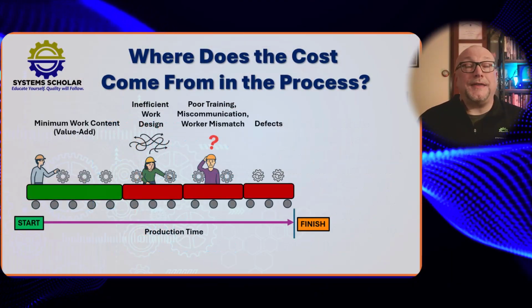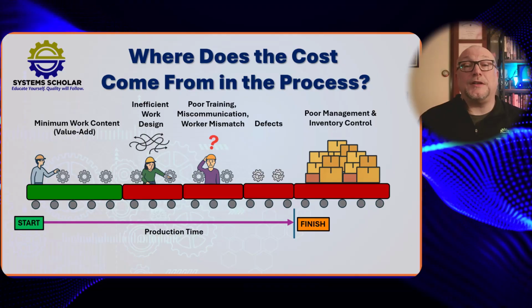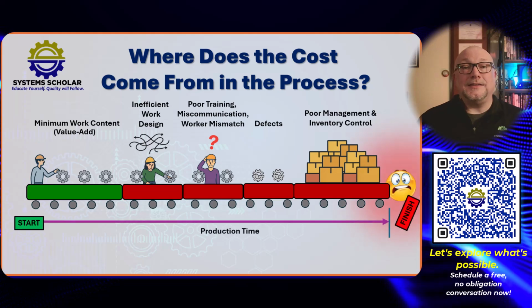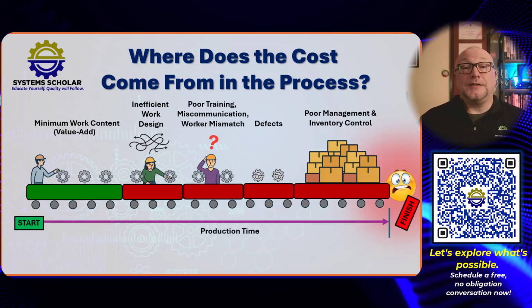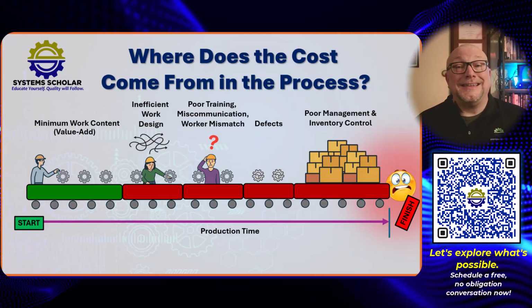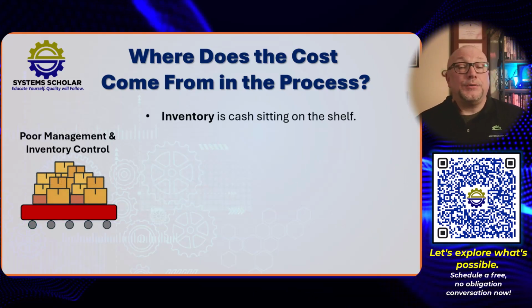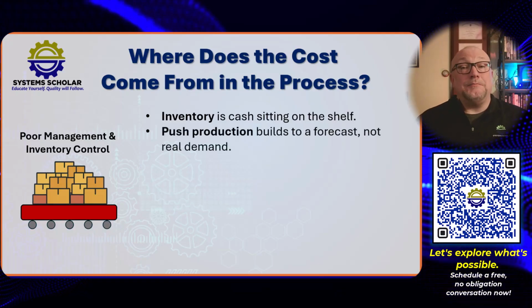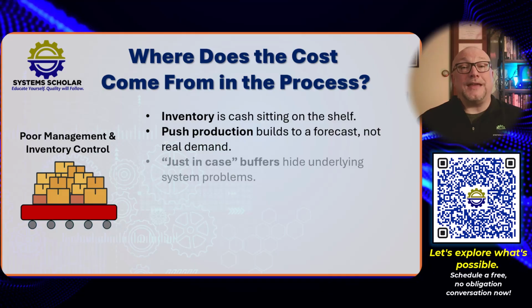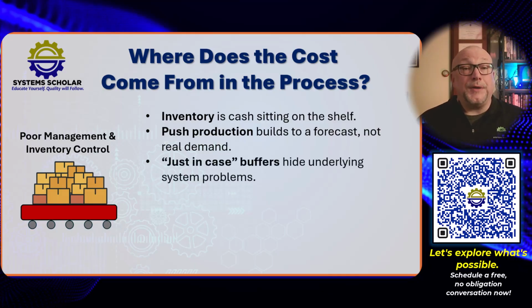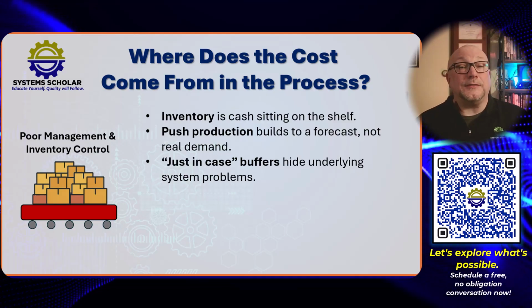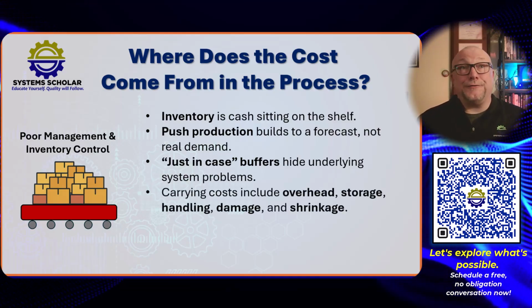The next problem that increases cost and extends production time is poor management and inventory control. Inventory is nothing but cash sitting on the shelf. When we build to a forecast instead of real demand, push production creates stock that may or may not move. So just-in-case buffers, that extra inventory does feel safe, but that extra inventory hides the underlying problems in your system. And inventory is not free.